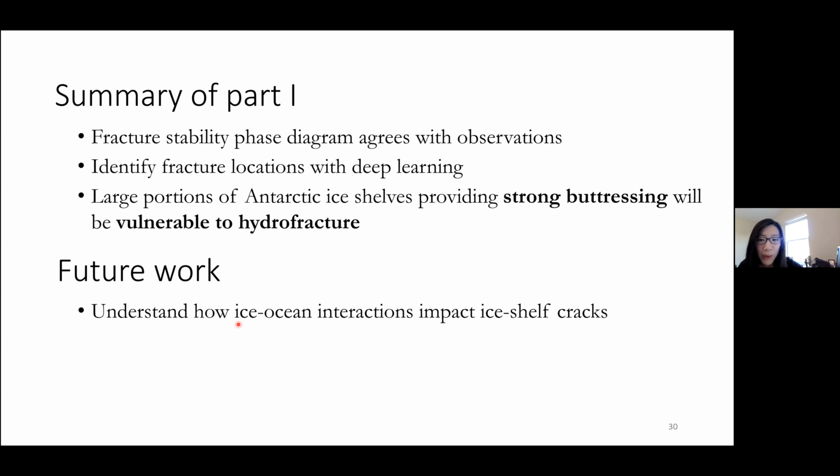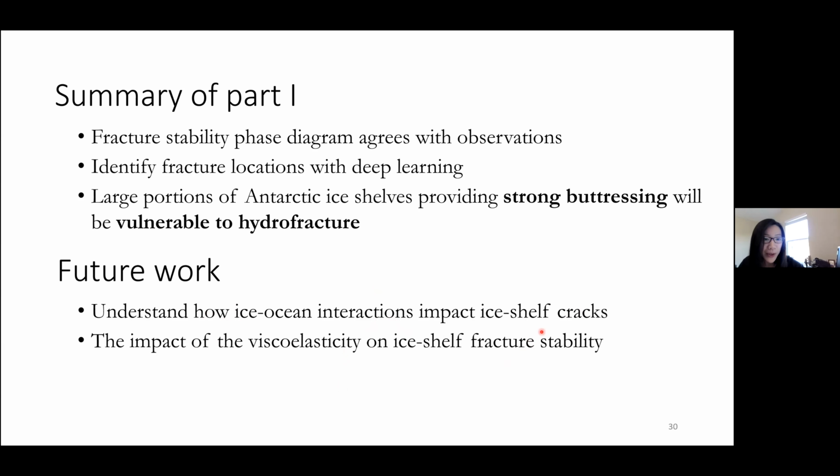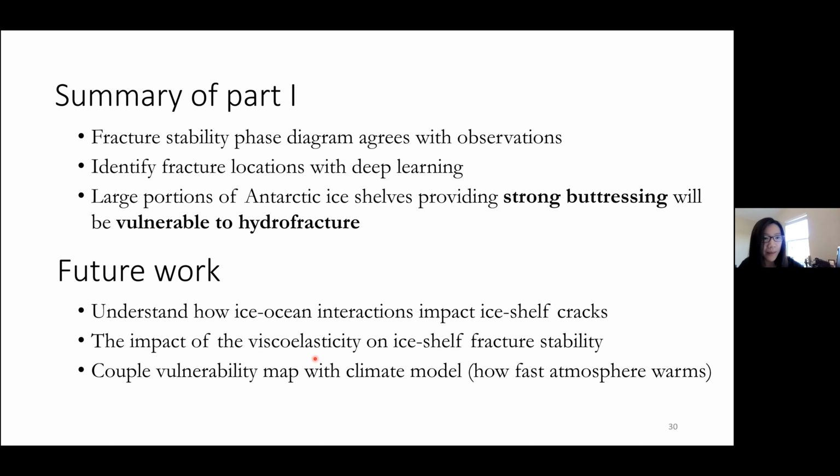For future work, we would like to understand how ice-ocean interactions affect ice shelf cracks. Here I'm just talking about the surface fractures. However, we know that cracks can exist at the base of the ice shelf, and those are quite sensitive to various ice-ocean interaction processes. I'm also quite interested in the impact of different rheology on the stability of fracture. The ice here we treat as a brittle elastic material, but in reality it can flow as a fluid, and that can affect the stability analysis.